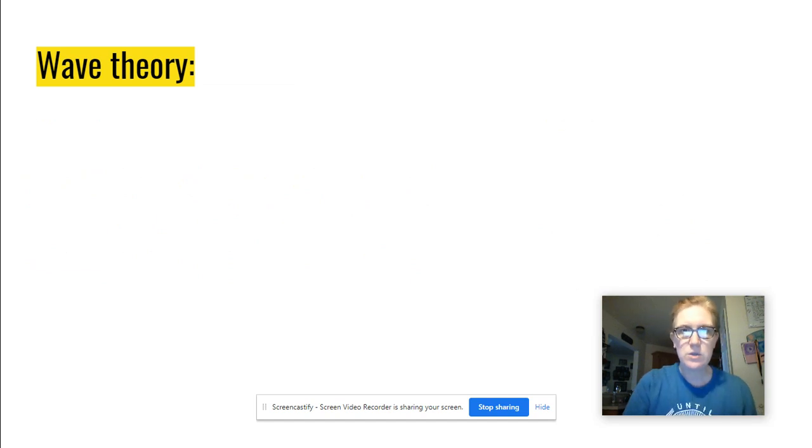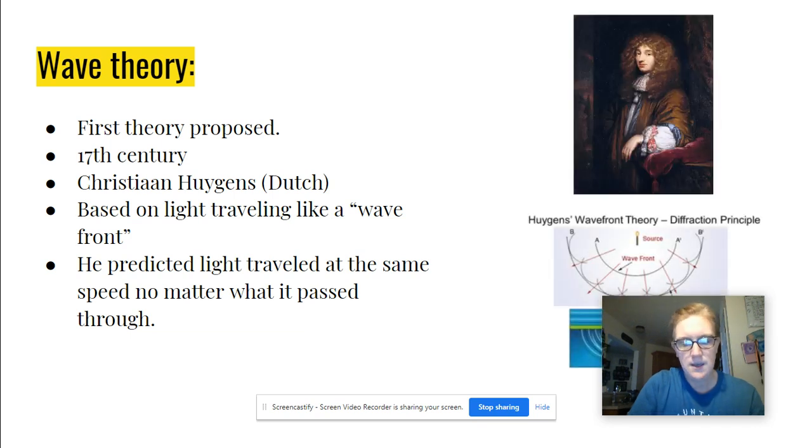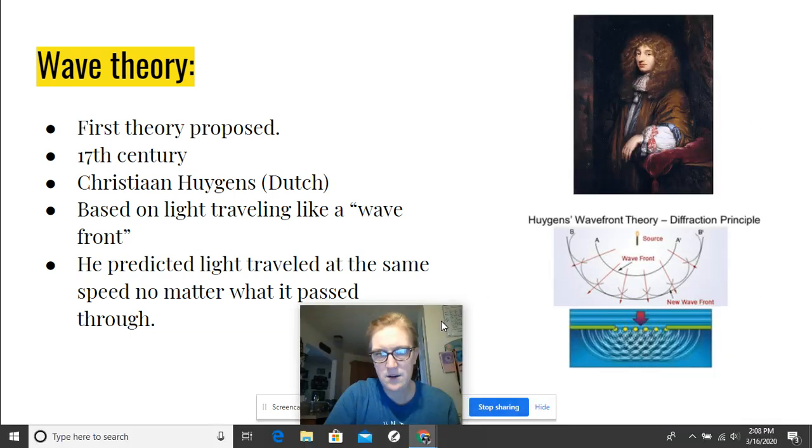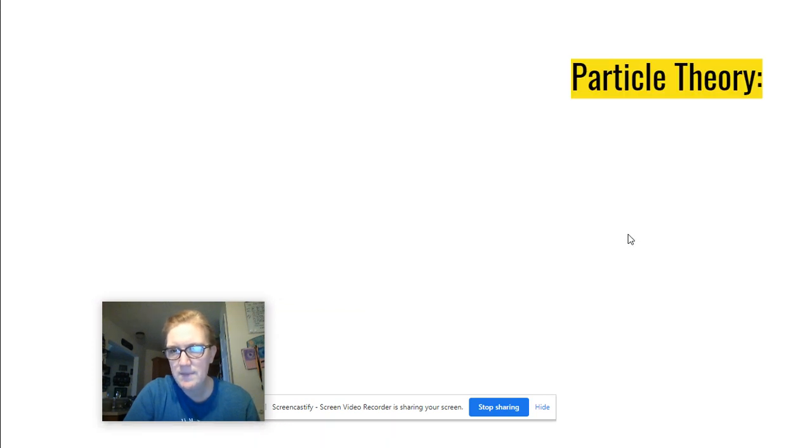The wave theory was originally constructed by a Dutch guy named Christian Huygens or something like that. He was Dutch, who knows? But anyways, 17th century, the wave theory was based on light traveling like a wavefront. So let me move my talking head here. Okay, so if you look over here at this wavefront theory, oh crud, go back.